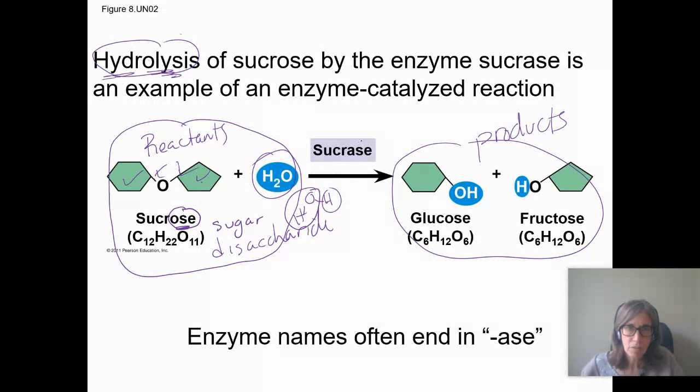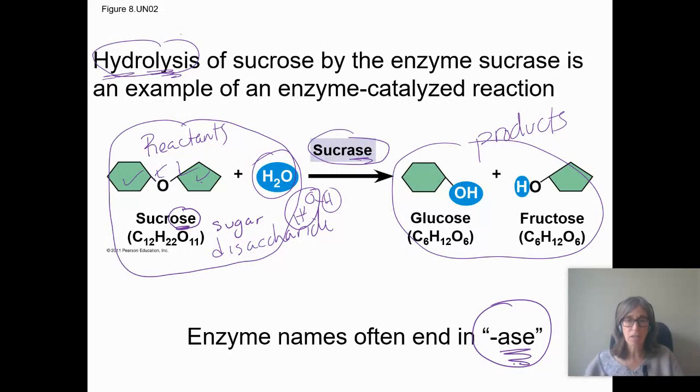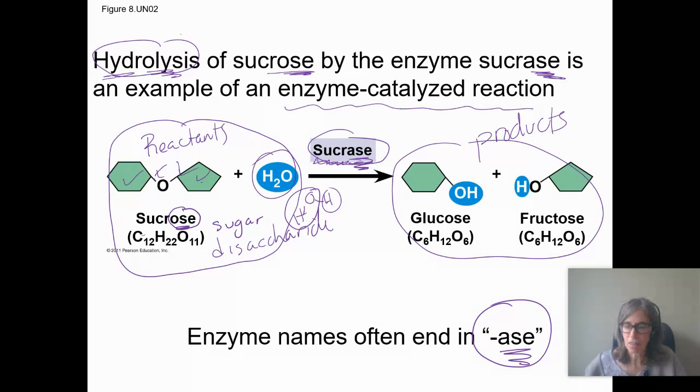And another thing that I want you to notice is that this reaction is catalyzed by this enzyme sucrase. So we usually name enzymes with ACE. If you see a word that ends in ACE, you can bet it's an enzyme. There are enzymes that don't get named this way, unfortunately, but usually we base it on the substrate, like sucrose, and then we just add ACE to the end of it. Okay, so hydrolysis of sucrose, the sugar, by the enzyme sucrase, ACE, is an example of an enzyme-catalyzed reaction.